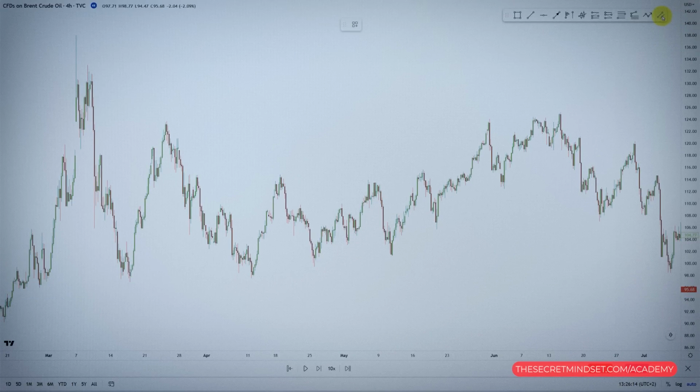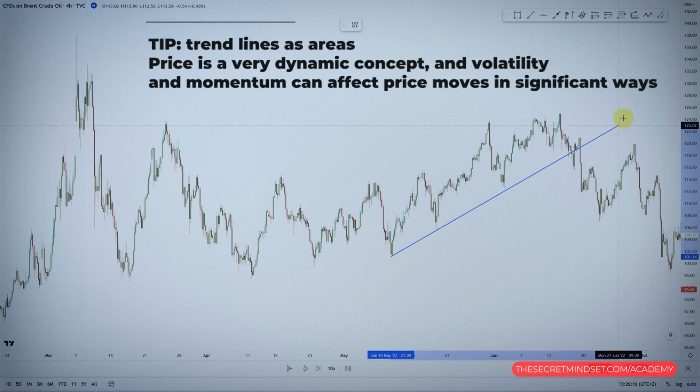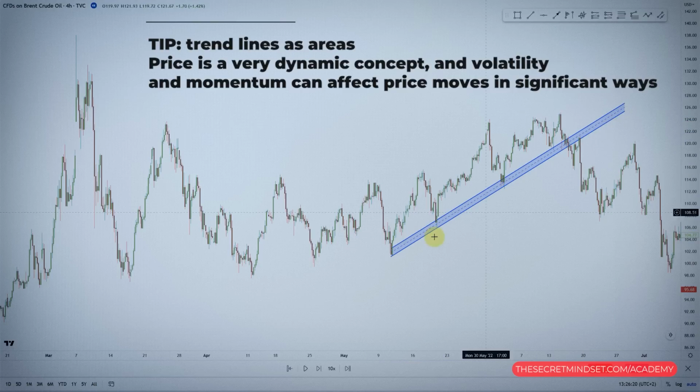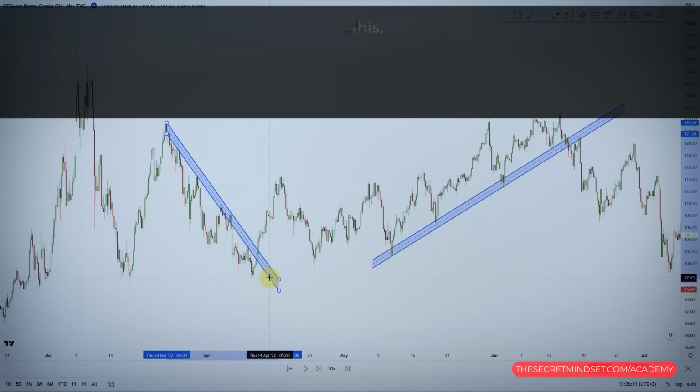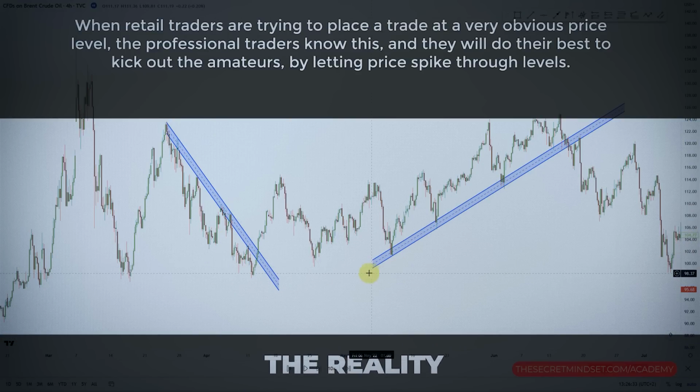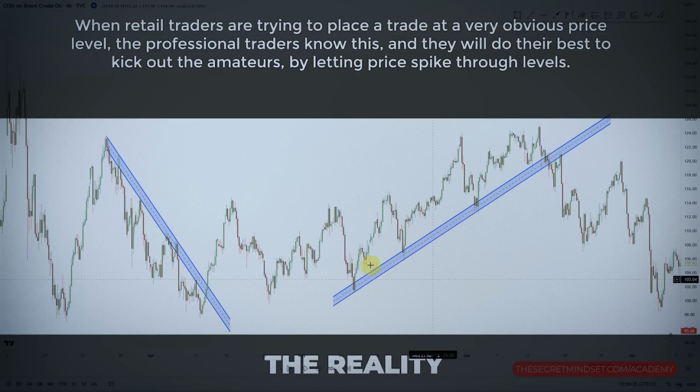As in the case of support and resistance levels, you should treat trend lines as areas. Price is a very dynamic concept, and volatility and momentum can affect price moves in significant ways. This is the subject of another video, but when retail traders are trying to place a trade at a very obvious price level, the professional traders know this, and they will do their best to kick out the amateurs by letting price spike through levels.